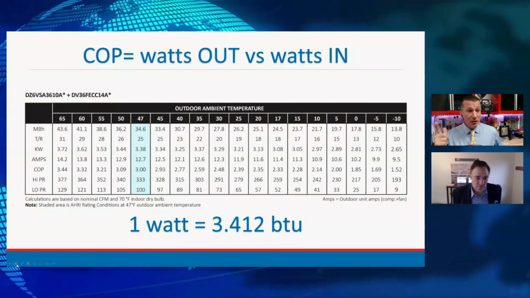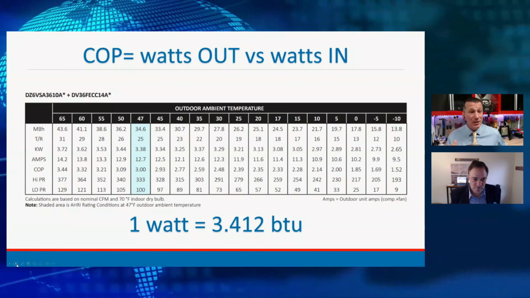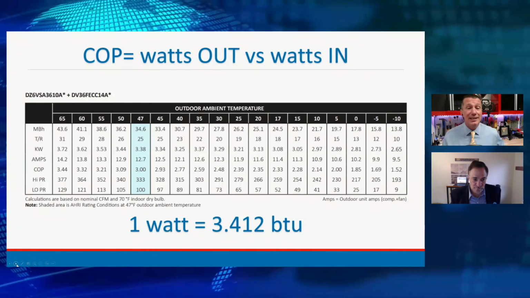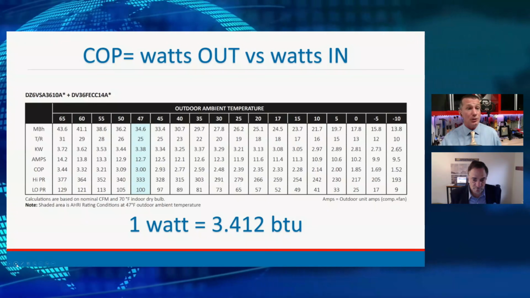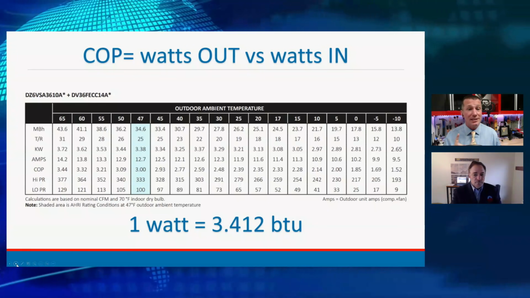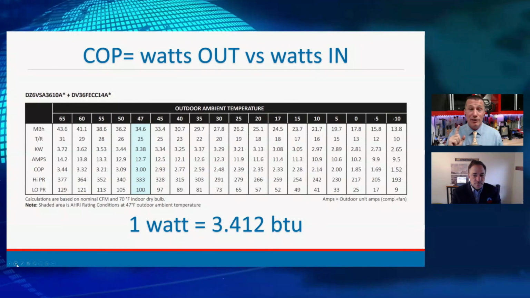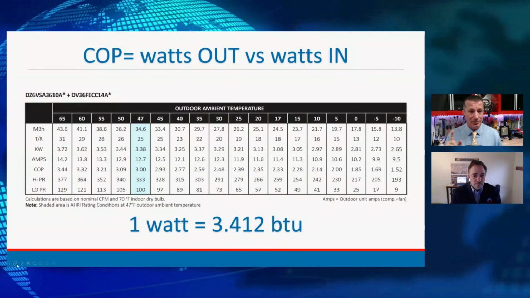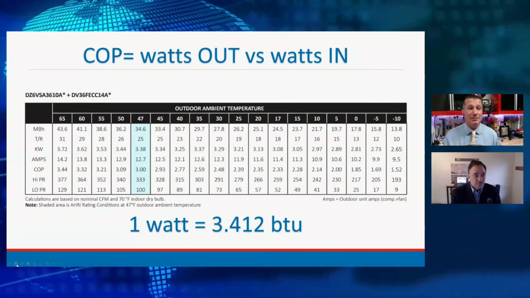So if I look at these charts, I can tell exactly how much heat I can produce and how much energy it's going to take to produce that heat. In this particular chart, I look at 47 degrees ambient. I know that I can produce 34,600 BTUs, and I can do it with a COP of 3.0, which means I am 3 times more efficient than electric resistance heating or baseboard heating or any type of resistance heating.